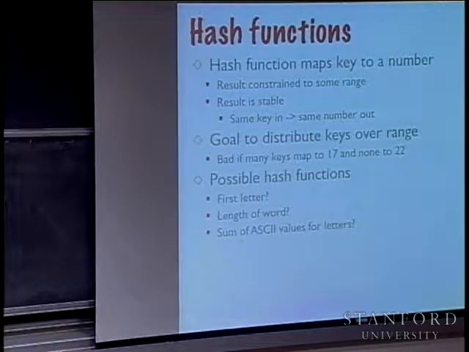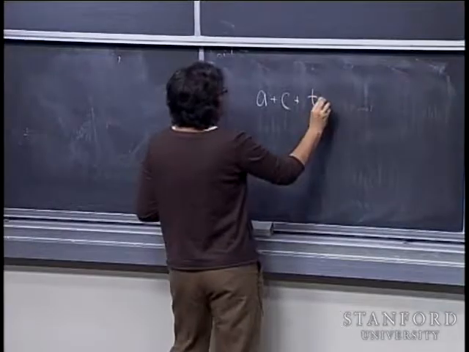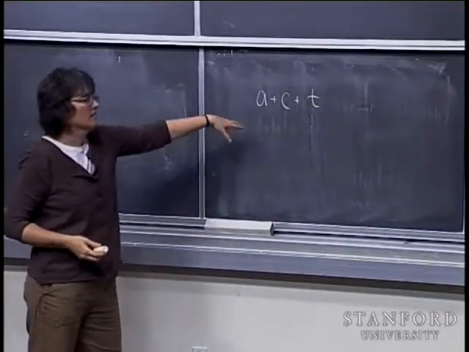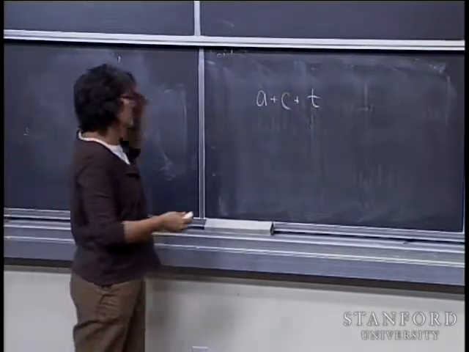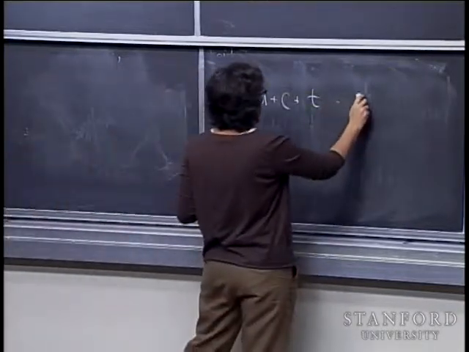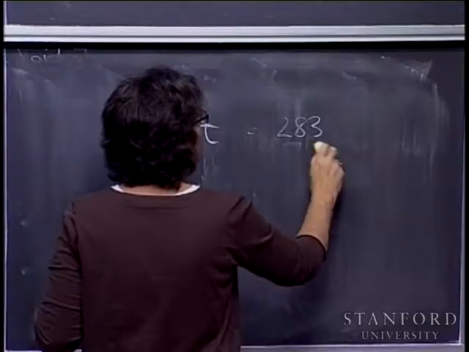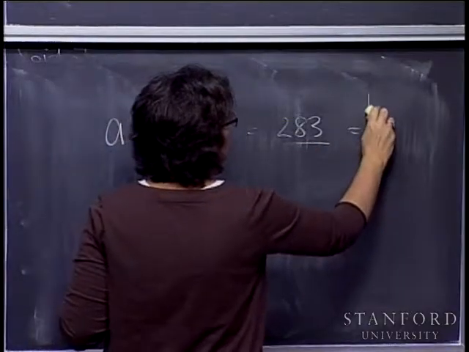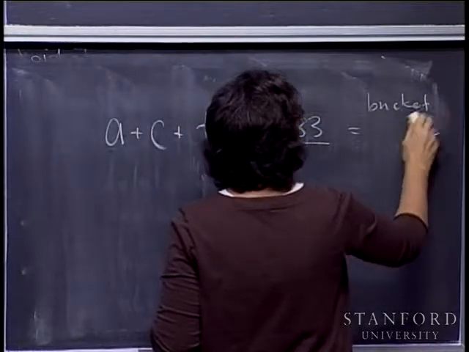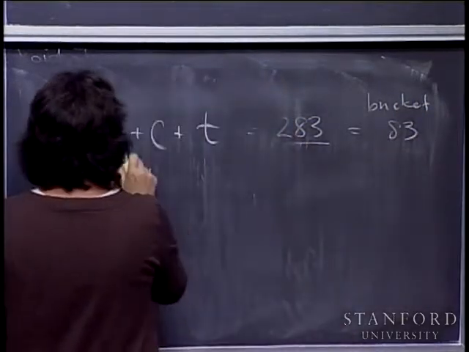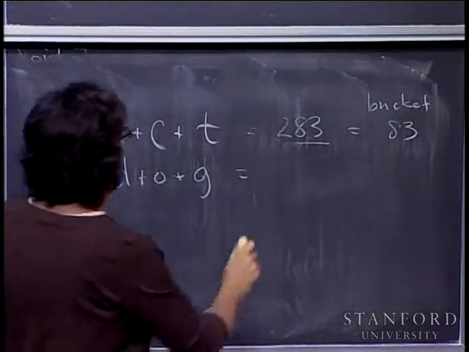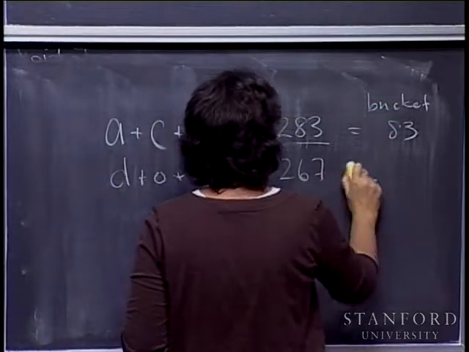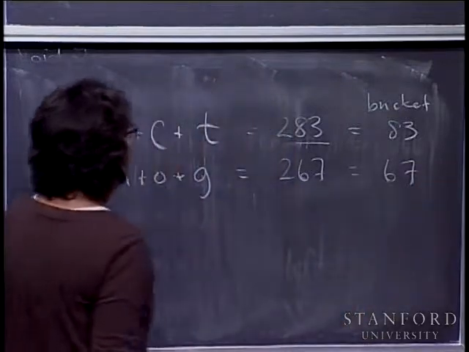So if you did that, right, if ACT is the word that you have, you'd add these codes together, and let's say this is 97, and then this is 99, and then that's 100 and something, and so we end up with, I'm making this number up, right, 283, then we might mod to the last 2 digits, and we'll say this one goes into bucket 83. And if we have DOG, maybe that adds to 267. And we would mod that down to 67.